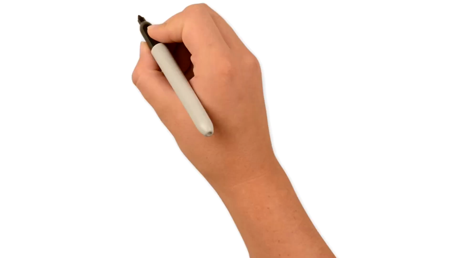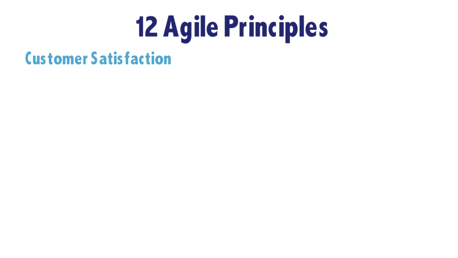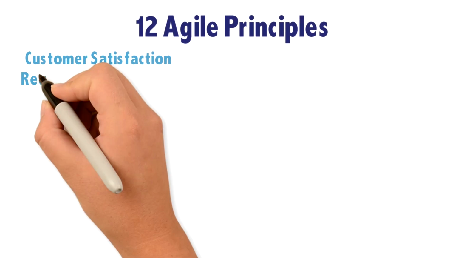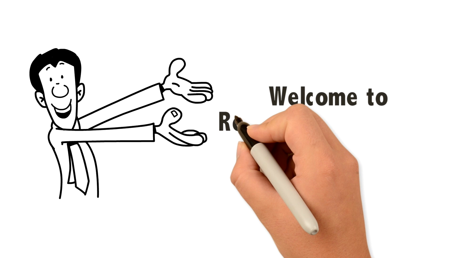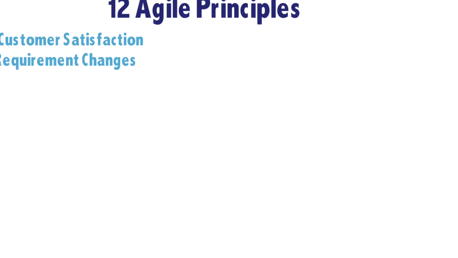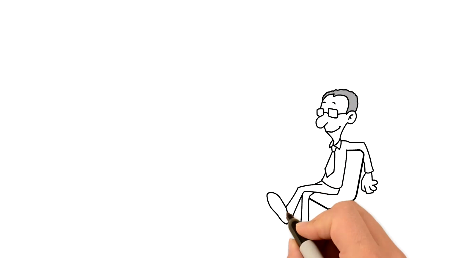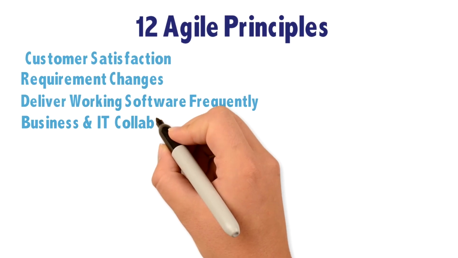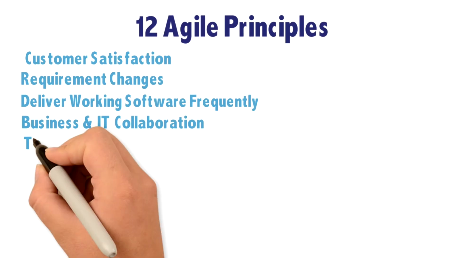Now let's review the 12 Agile principles. Customer satisfaction. Provide customer satisfaction by early and continuous delivery of valuable products. Requirements change. Welcome changing requirements, even late in development. Deliver working software frequently. Working features are delivered frequently in weeks, rather than months. Business and IT collaboration. Close daily cooperation between business people and IT developers.